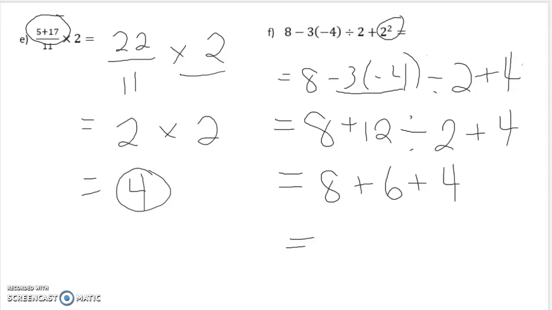And then this we can all do in one step. So 8 plus 6 plus 4 gives us, well, we have 14 plus 4. And when you add those two up, 14 plus 4 gives us 18. So that's your final answer there.